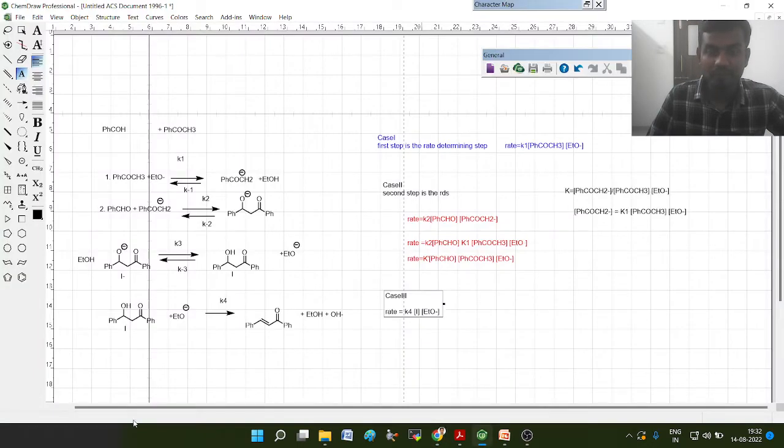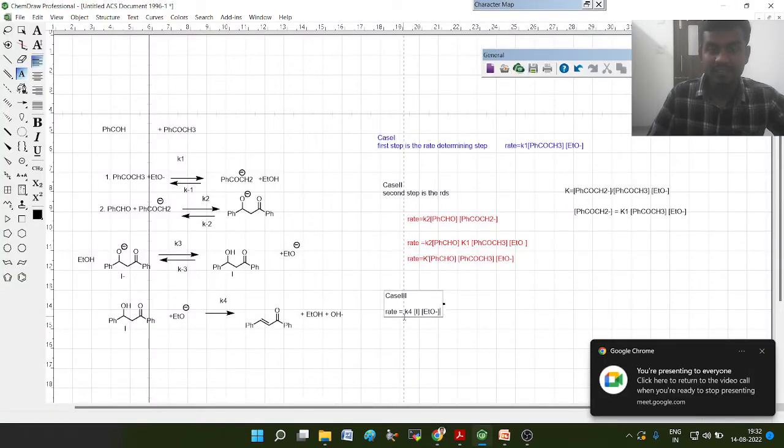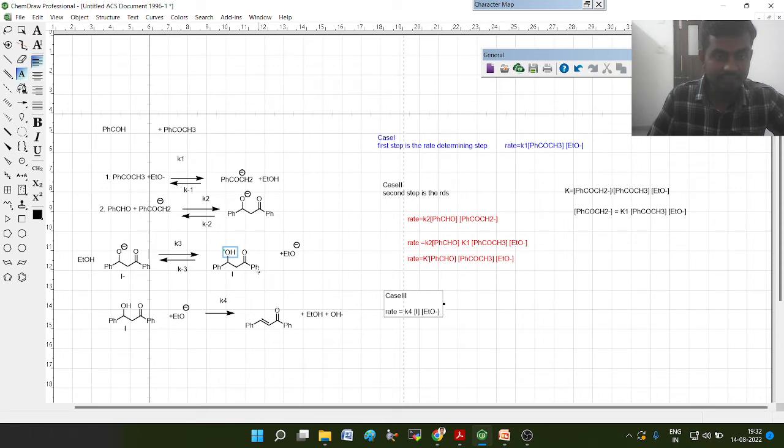Okay, no problem. So I just told the goal. Now how do I get the concentration of I? I is our intermediate, this one. From this third step, I will get the equilibrium constant. So what will be the equilibrium constant? Let's write it on the right side.